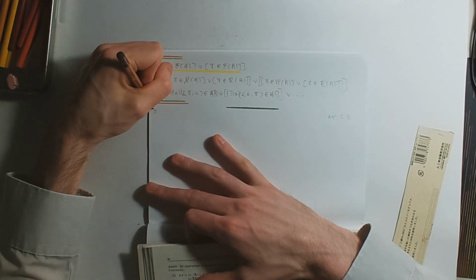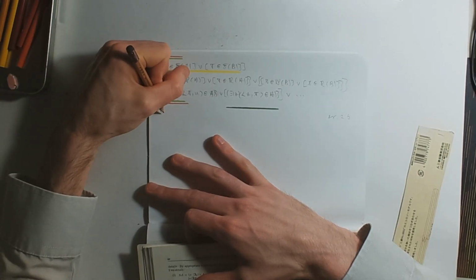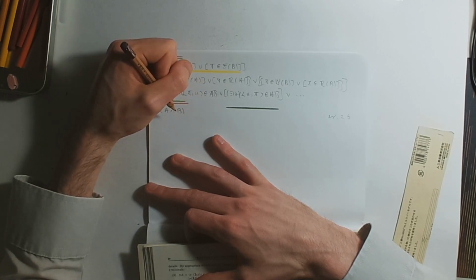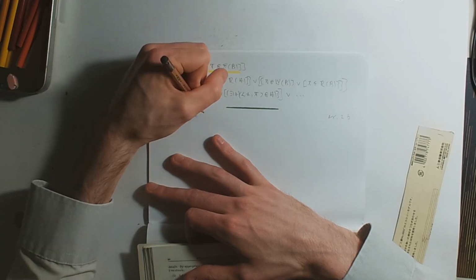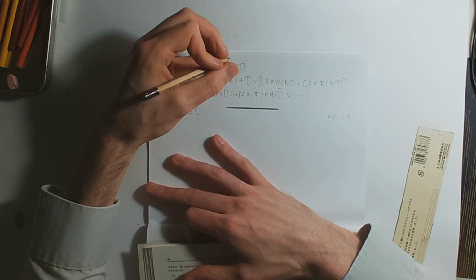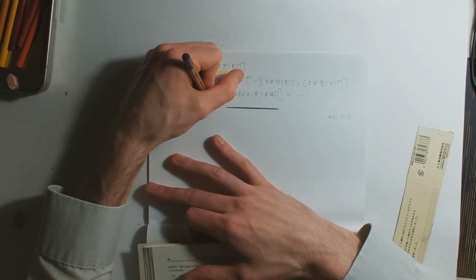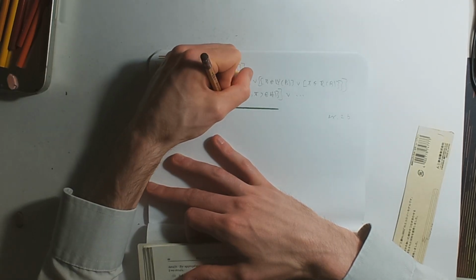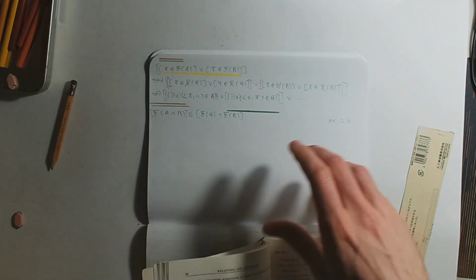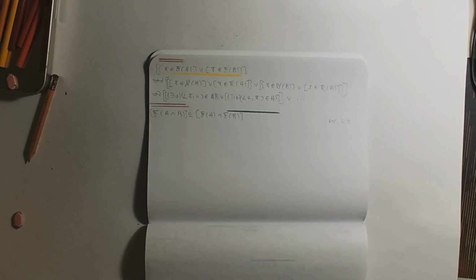The field of A intersection B is a subset of the field of A intersection the field of B. Okay. Is it true?